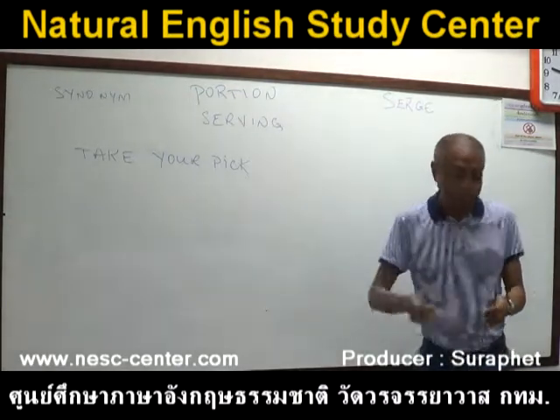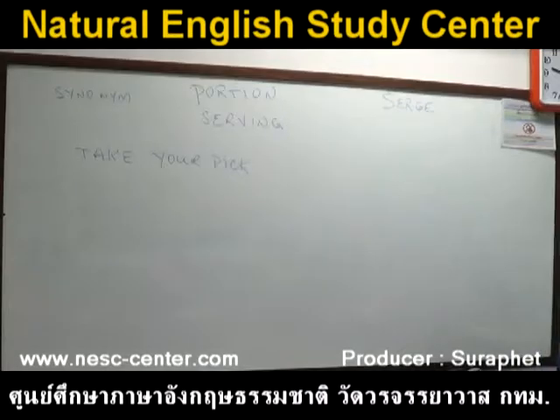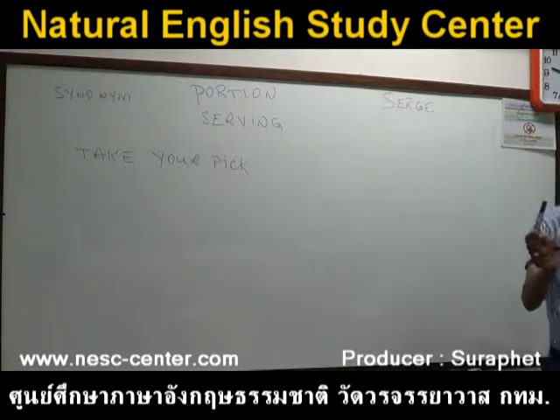Take your pick. Let's say, for example, I have 3 things here. I have a marker, I have a pencil, I have a straw. 3 things here.